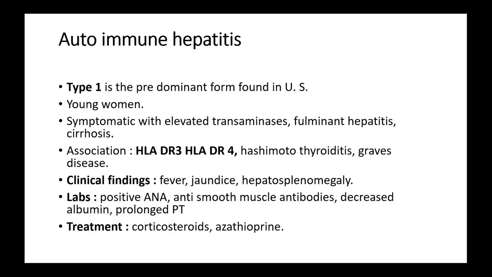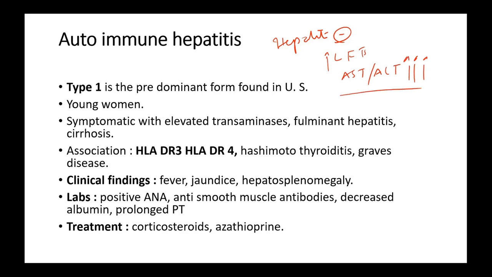So autoimmune hepatitis, hepatitis panel will be negative. These patients will present with elevated liver enzymes. AST, ALT will be elevated. And when you do further testing, they will have positive ANA, positive anti-smooth muscle antibody. So that's the clue to the diagnosis.